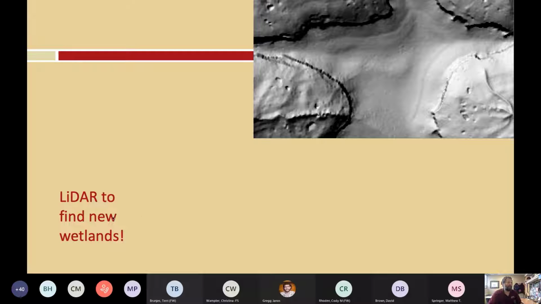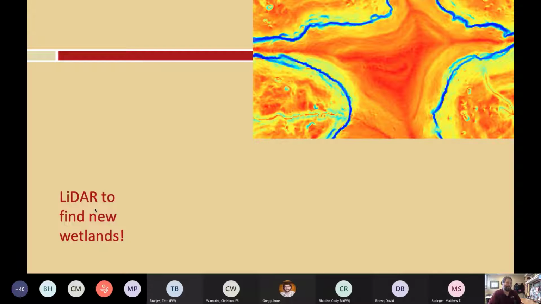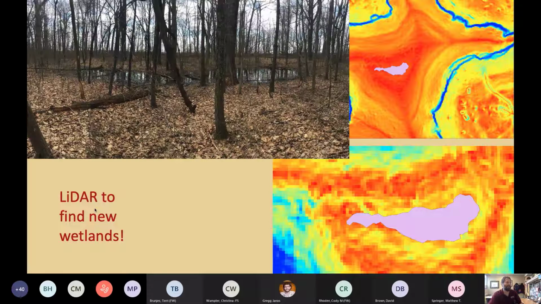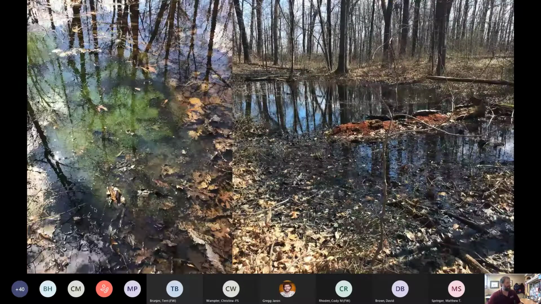Kelly, Dr. Watson is getting involved with finding new wetlands using LIDAR. So this is something that the algorithm found. She went out in field, tested it. There's actually a natural wetland in that spot, and there were wood frogs eggs in it.